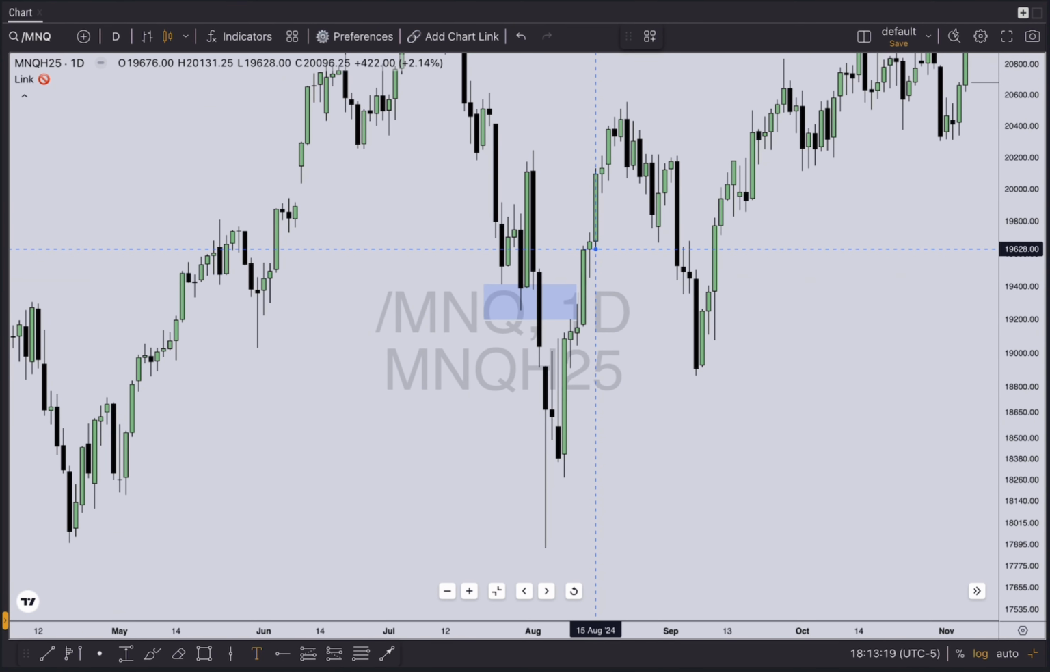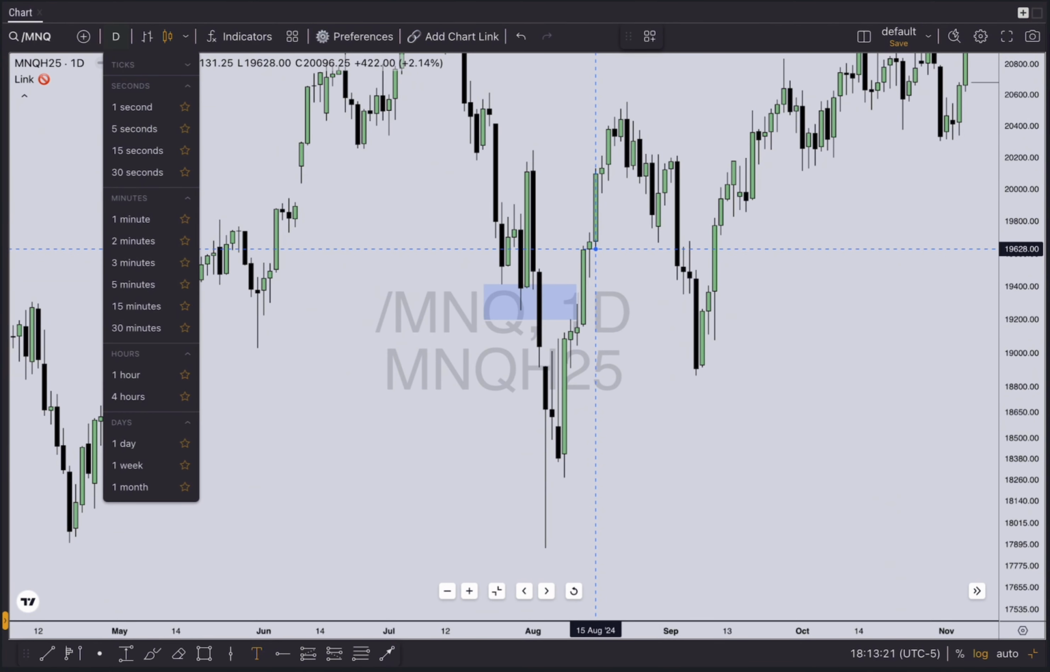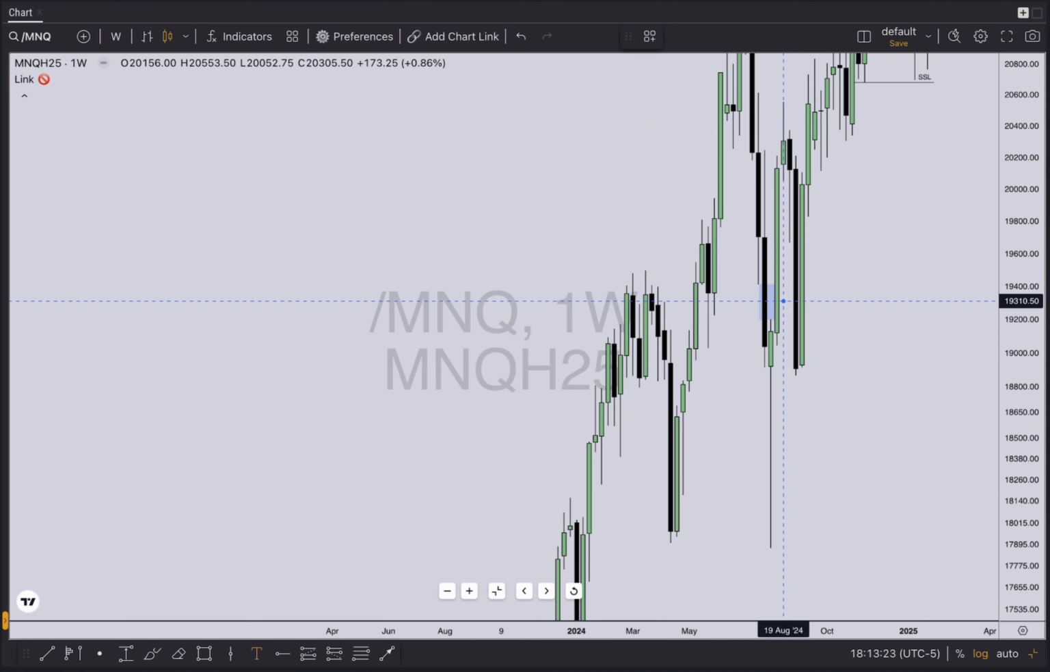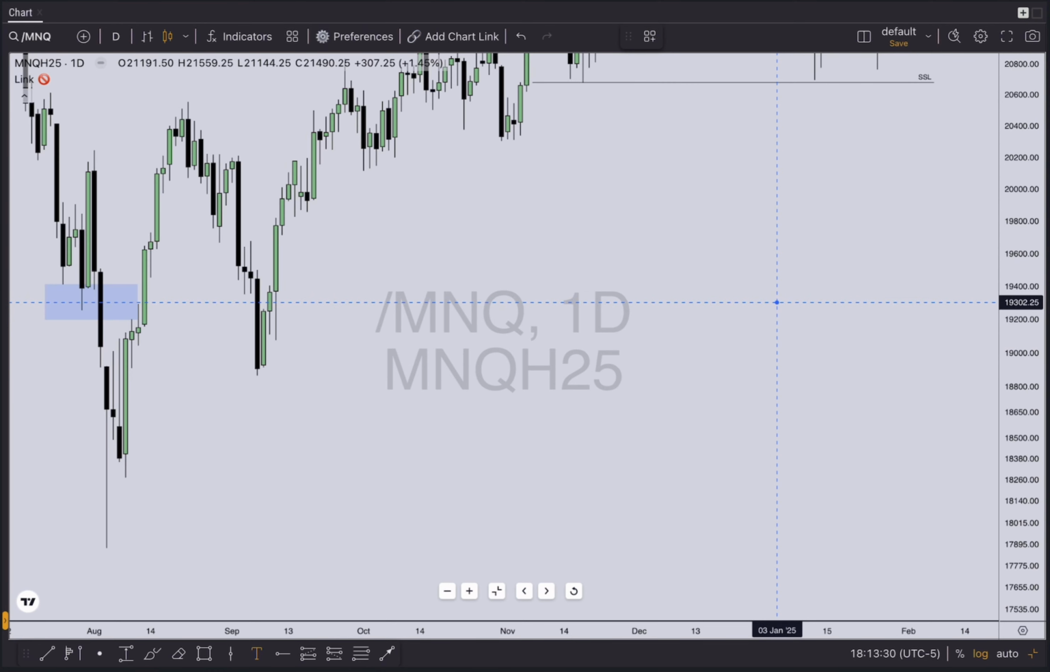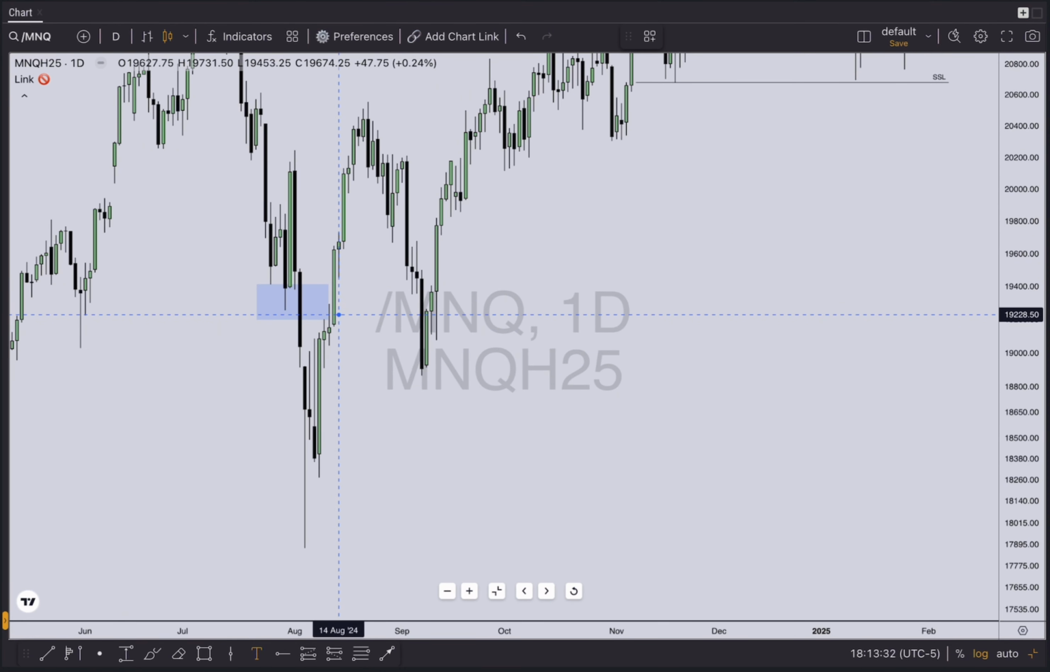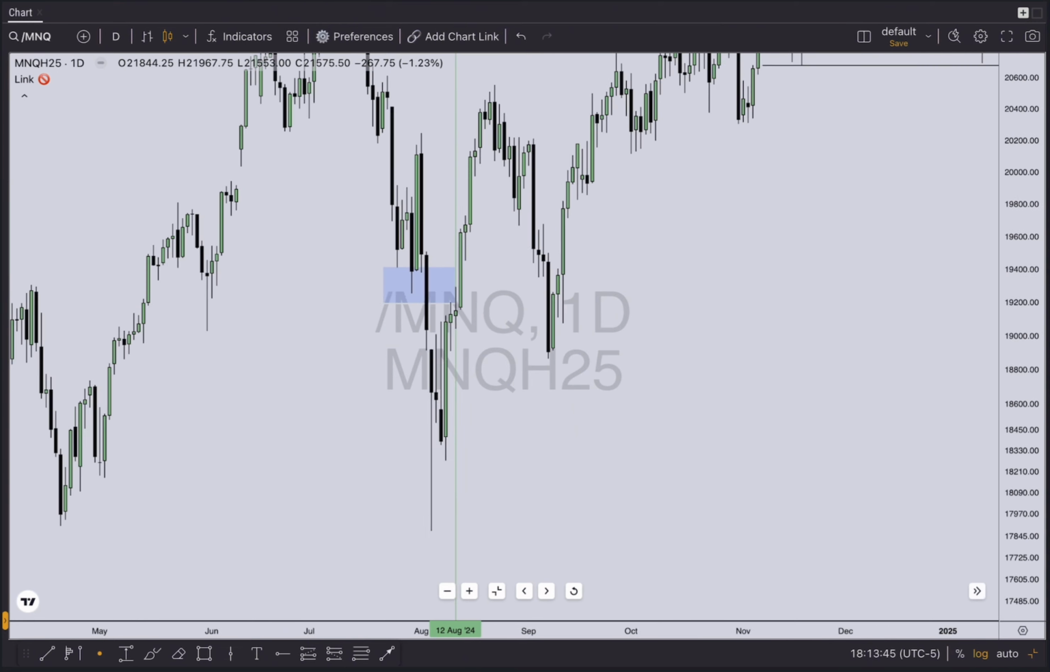If we go back to the weekly chart, we can see the dates was this. So this weekly chart opened on the 12th of August. If we go to the daily chart, the 12th of August is this candle right here. So I'm going to draw a horizontal line right here, just so you guys know that this is the start of the week, okay?